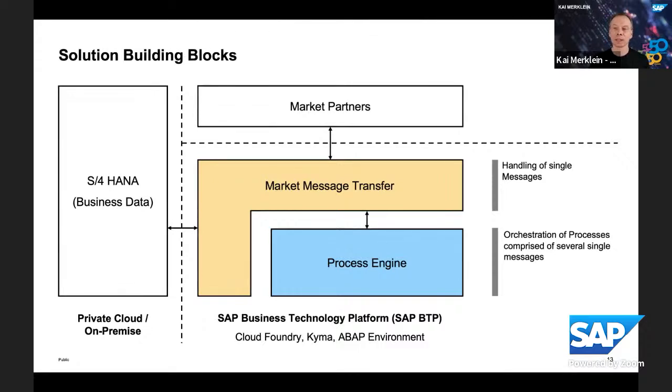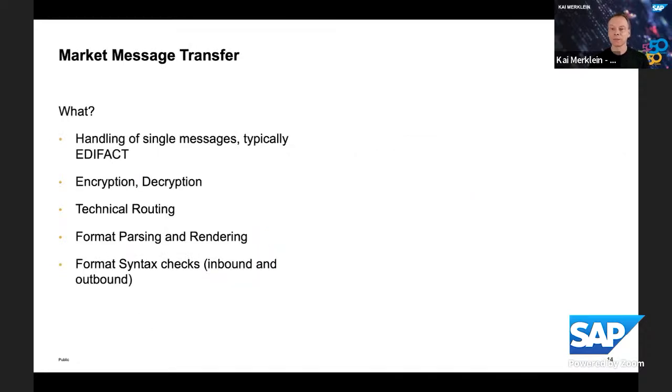And with this, I would like to give a bit more detail for each, and then also come to the technologies we are using inside of these boxes. So we start with the orange one, the market message transfer. So what does it do? I already roughly highlighted individual messages. These are EDIFACT messages. You have seen this before. EDIFACT is not very human readable.